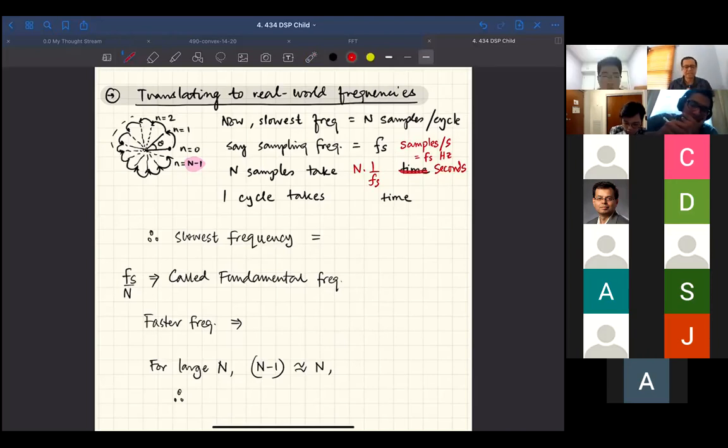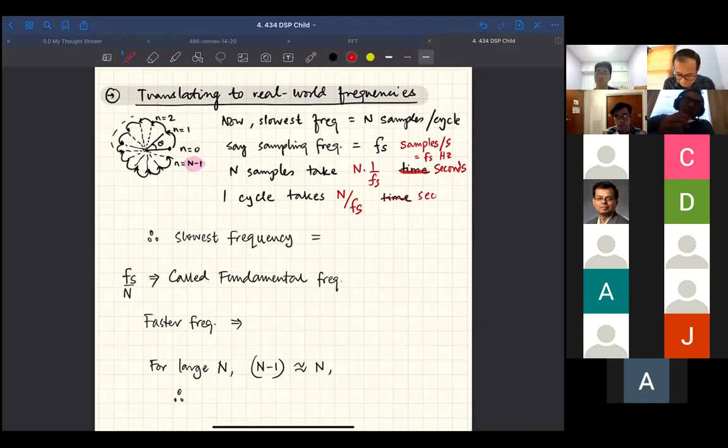So how much does one cycle take? One cycle is nothing but n by Fs seconds, right? Because n samples complete one cycle. Guys, is that confusing? Yeah, that makes sense. Correct, right? So one cycle takes n by Fs time. Sorry, when you're done, could I ask a question? Yes, let me just finish this last one.